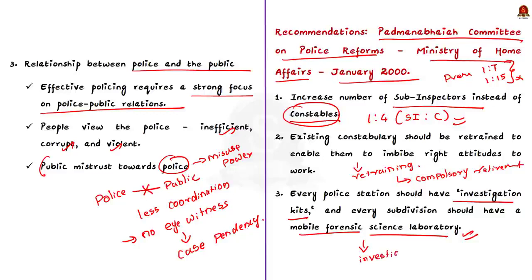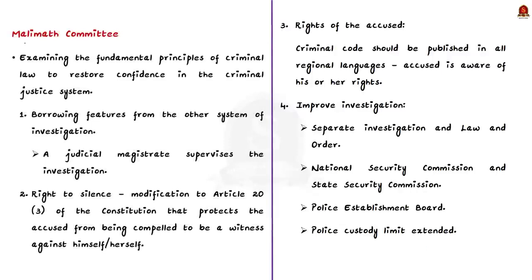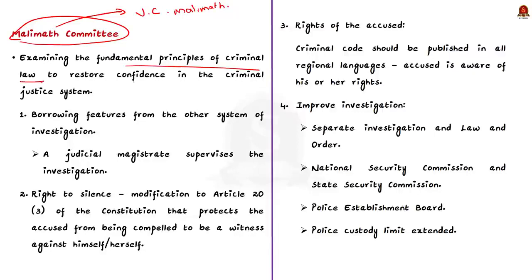The Home Ministry again in 2000 constituted another committee. This committee was headed by Justice V.C. Malimath, thus called the Malimath Committee. The task of the committee is simple. It was constituted to examine the functioning of fundamental principles of criminal law to restore confidence in the criminal justice system. The committee made 158 recommendations. Let us see a few important provisions of the Malimath Committee report.